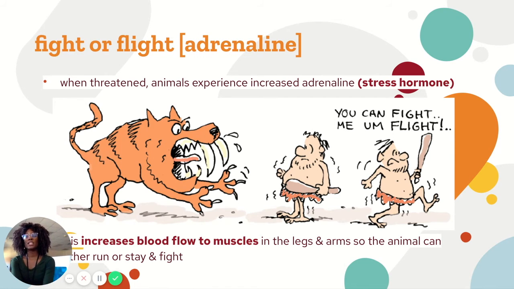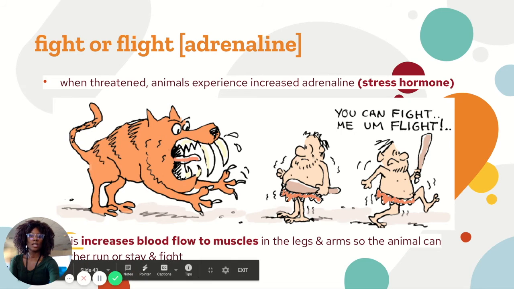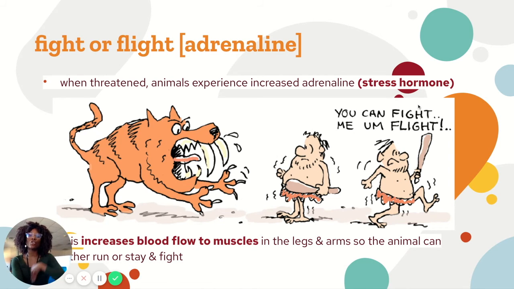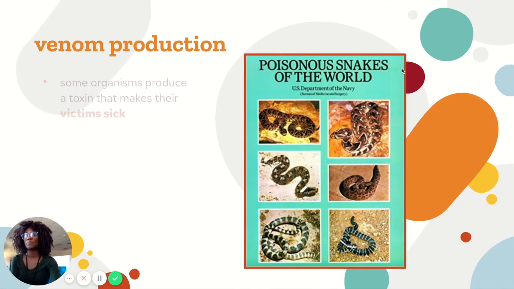This stress hormone is going to increase blood flow to your muscles, in your legs and in your arms. So the animal can either run or it can stay and fight. As you can see, this is a threatening situation, and this organism decided to stay and fight, and this one decided to run, to take flight. So fight or flight, that is a physiological response. It's an internal body process that most of the time you can't control. If you get scared or you feel threatened, you can't control your heart beating really fast, right? It just happens. It's an internal physiological body process.